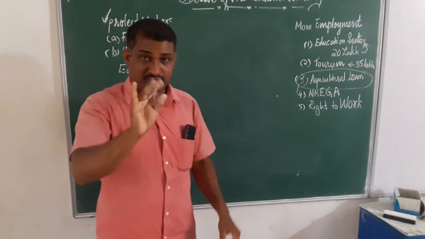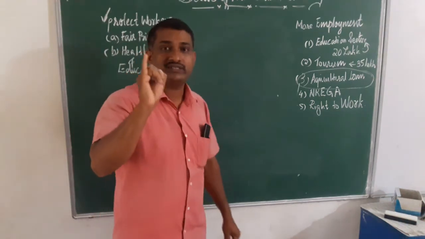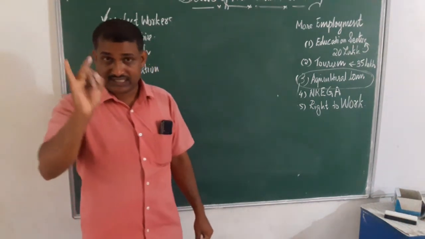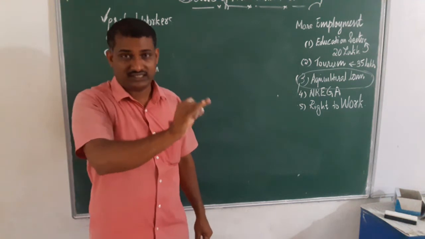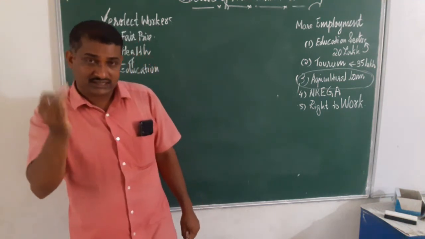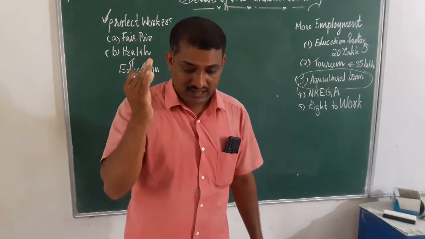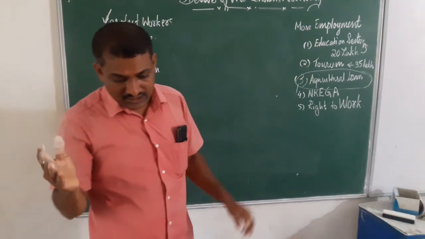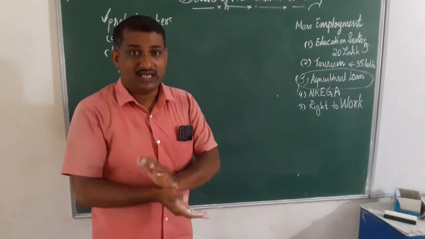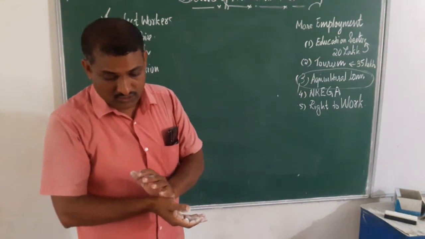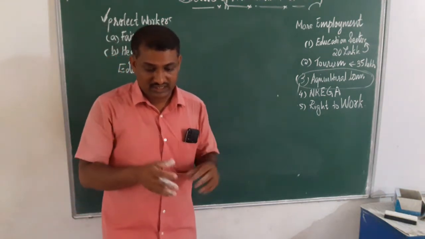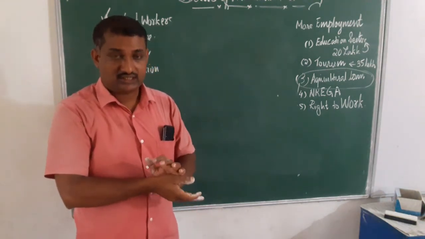These are the sectors. Primary sector, agriculture and allied occupation, that is primary sector. Secondary sector, that is industrial sector. Then the third sector, that is tertiary sector, that is the service sector. Examples of agriculture and related occupations: dairy, fishing, forestry, agriculture, all these things are related to the primary sector.